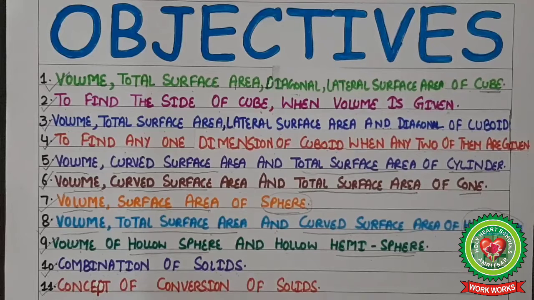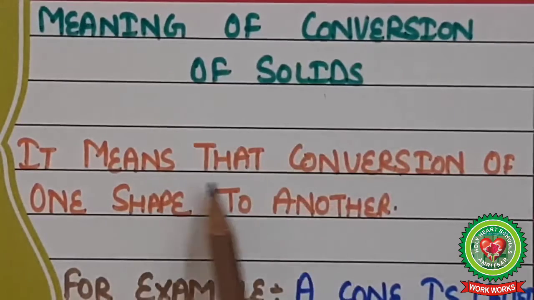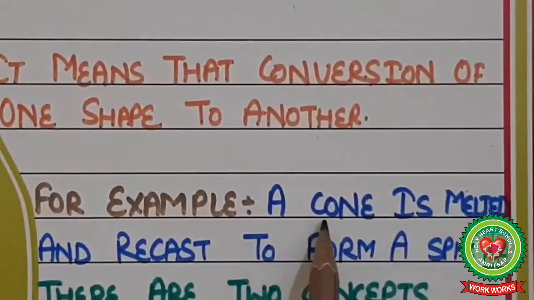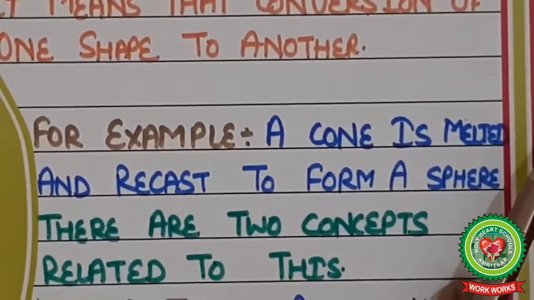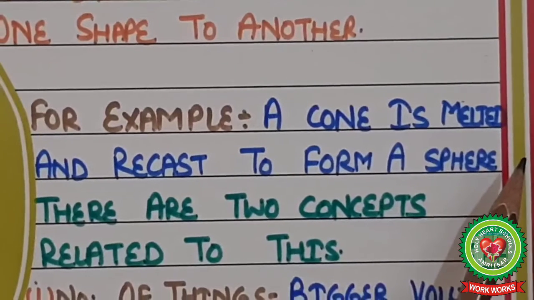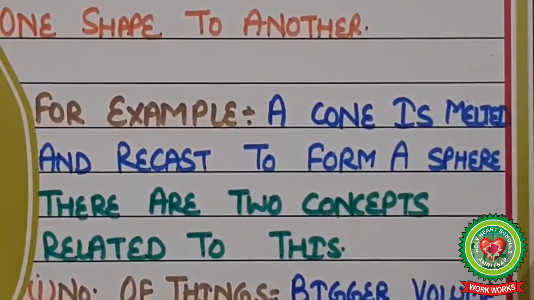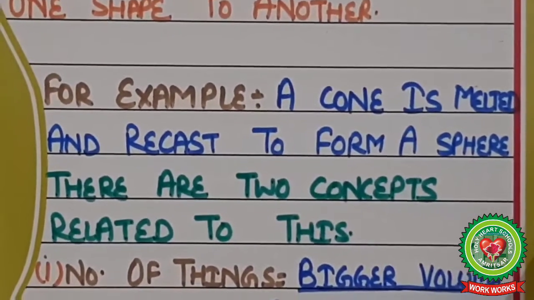Now first I'll make you understand what we mean by conversion of solids. Students, what is the meaning of conversion of solids? It means conversion of one shape to another. For example, a cone is melted and recast to form a sphere. It means when one solid is melted and recast into another solid.